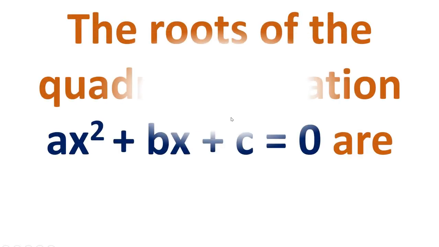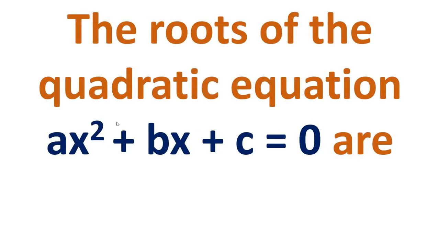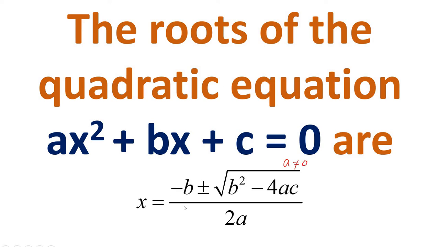Now, what are those roots? The roots of the quadratic equation ax square plus bx plus c equals 0, of course you cannot forget the condition a not equal to 0, are x equals minus b plus or minus under root b square minus 4ac whole divided by 2a. As we have seen, a quadratic equation can have two roots. Here we have plus or minus, so there are two values in this.